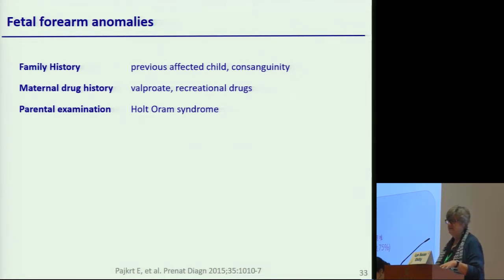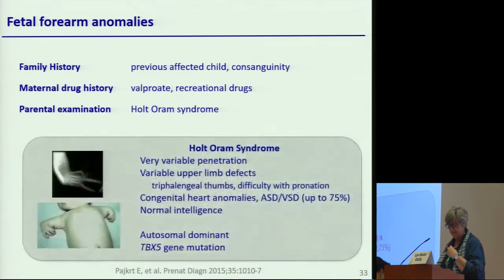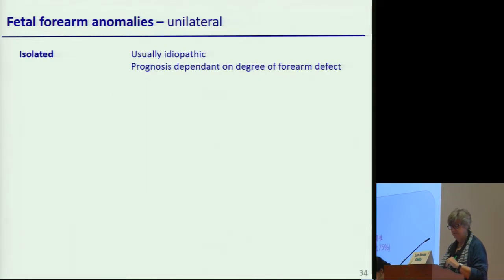And so parents can present with very mild features, just difficulty in pronating and supinating their arms, or a mild heart abnormality. Here we are with the baby with Holt-Oram syndrome. This baby has bilateral forearm abnormalities. But it can be very variable. You can actually just have a triphalangeal thumb, so 3 bones in your thumb, as the only sign. It's autosomal dominant, and again, we know about the gene.